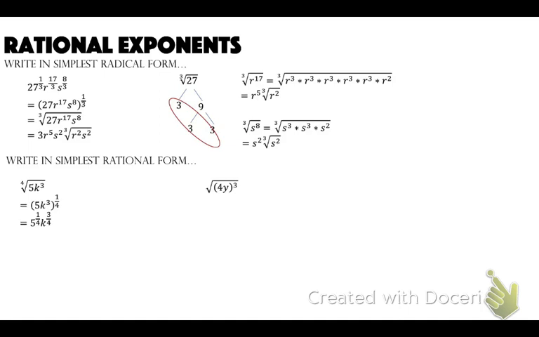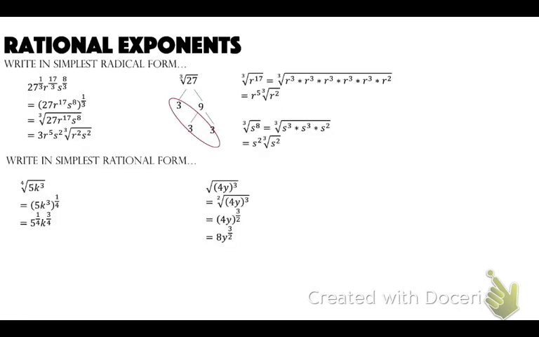Okay, this one, so square root of 4y cubed. Well, we can put that little 2 there to help us. And then whatever's in the root becomes the denominator, and whatever's on the exponent inside is the numerator. So that's the same thing as 4y to the 3/2 power. Which 4 to the 3/2 power is 8. And then y to the 3/2 is just y to the 3/2.